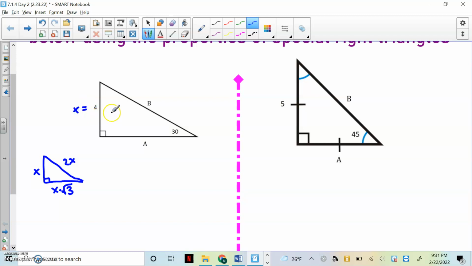Right? So now that we know that 4 is x, we can pretty easily find b because we know that b is going to match with the 2x side. Alright, and that being said, we can finally deduce that a matches with our x root 3 side.